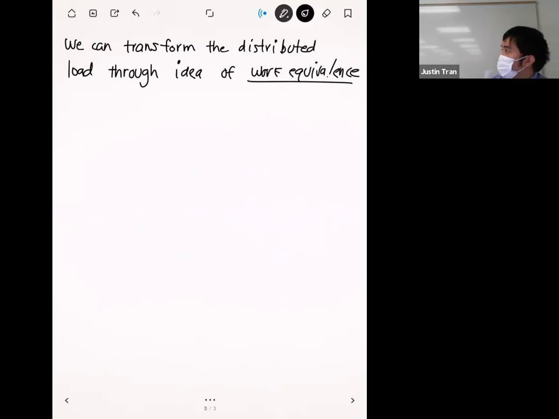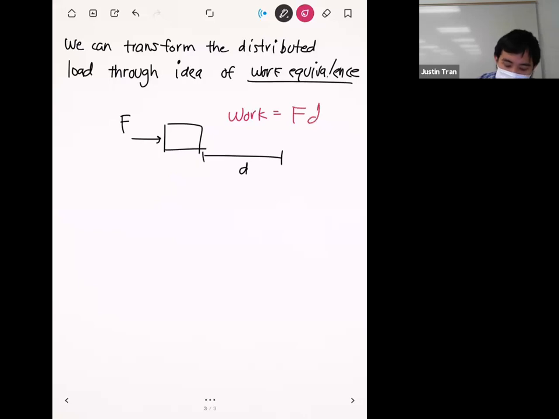Right. So hopefully everyone's familiar with the concept of work. If you have a box, and you apply a force on the box, and as a result of you applying that force, the box moves some distance d, then the work that you performed on this box is equal to the product of the force times the distance that it moved. And so that's work. Applying a force that causes some kind of deformation or some kind of displacement is work. And work has units of energy.